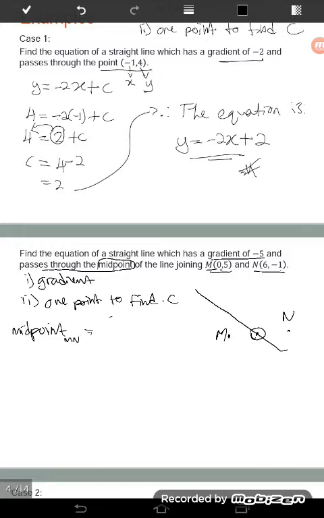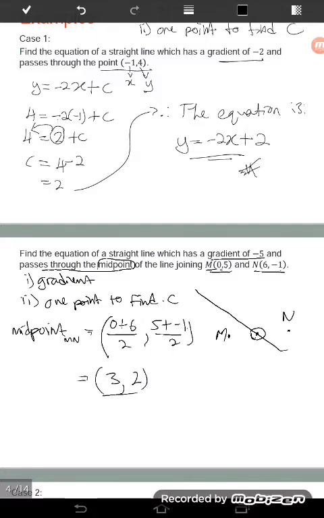Is equal to, this is how we use it to find. So x1 plus x2, 0 plus 6 divided by 2, and then the coordinate of y, 5 plus negative 1 divided by 2. Okay, so we have 0 plus 6, 6 divided by 2 is 3. 5 plus negative 1 is 4, 4 divided by 2 is 2.